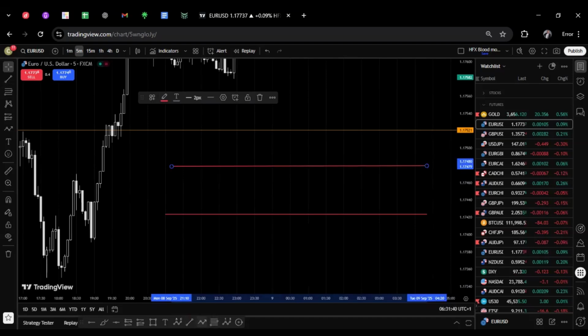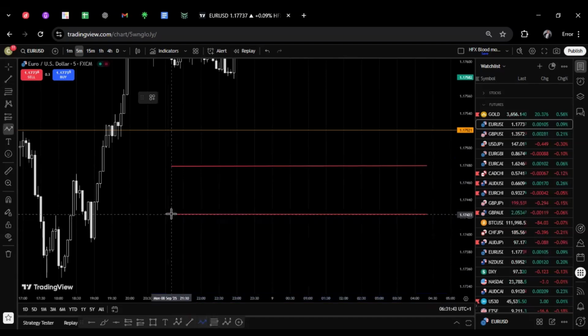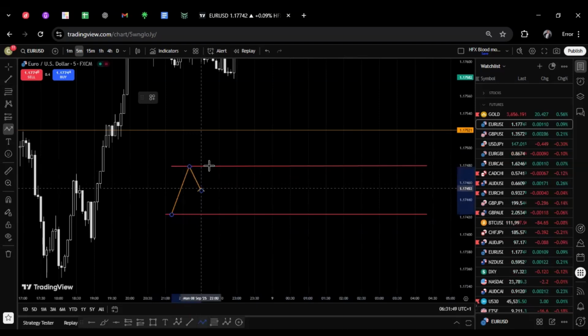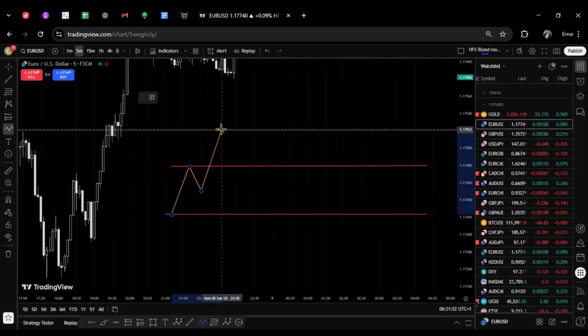We have this. The market, of course, this is a support, did break, right? So what are we expecting? We're expecting a retest here. Of course, the market retested. Boom. That's your first reaction, right?